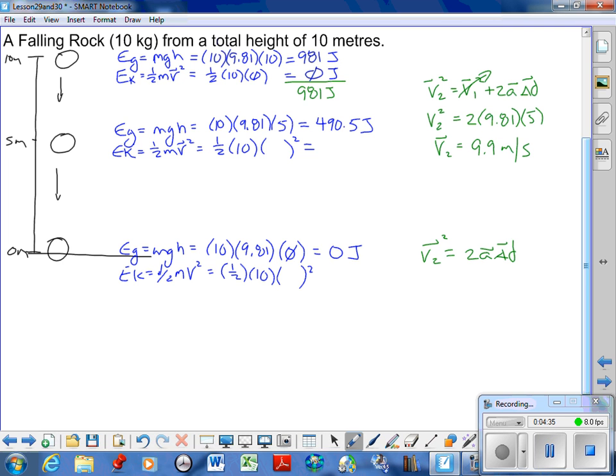At the bottom, again, I'm going to have to take the square root of both sides. So the square root of 2 times 9.81, and it's fallen 10 meters at this point.